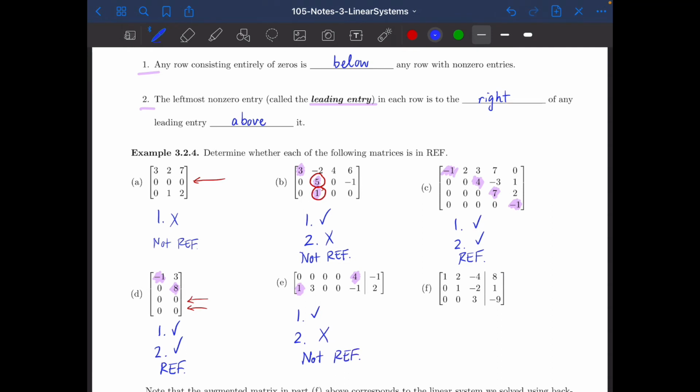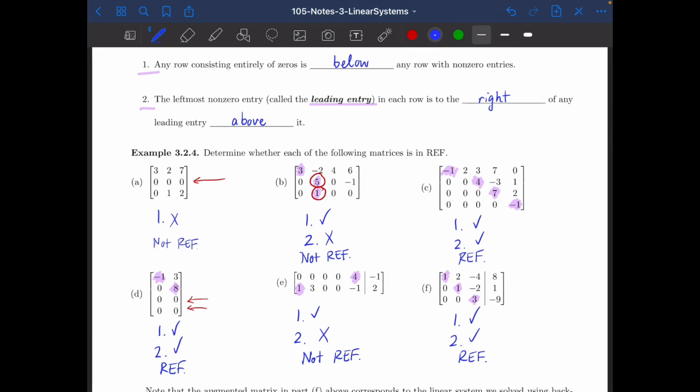In part F, we have another augmented matrix, and so we're again going to check the two conditions. Condition 1, there is no row consisting entirely of zeros. Condition 1 is satisfied. Condition 2, where are the leading entries? 1, 1, and 3 are the leading entries, and here the leading entry in each row is to the right of any leading entry above it. Condition 2 is satisfied, and so this augmented matrix in part F is in row echelon form.